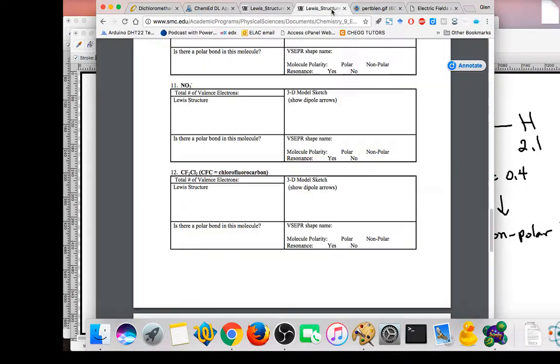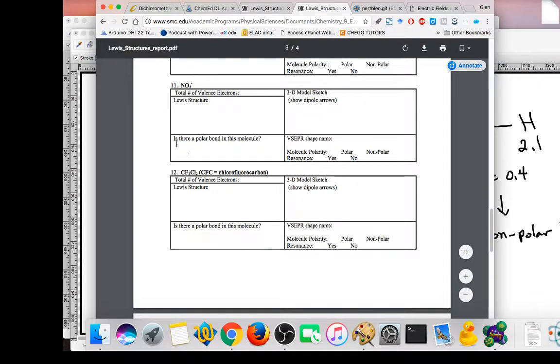If you need it, just ask me in class or send me an email. Now, that is going to give you the answer to this question: is there a polar bond in this molecule? You just have to say yes or no, and then you should circle the polar bond. Okay? Here's what I mean.